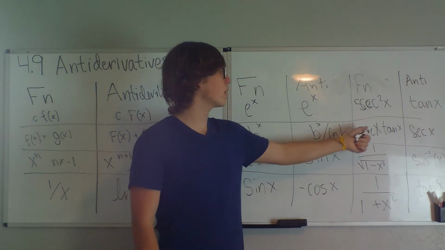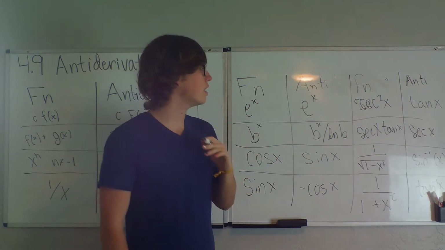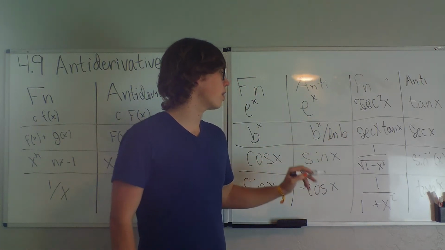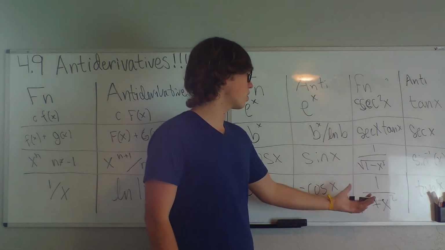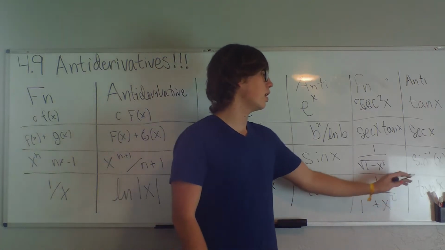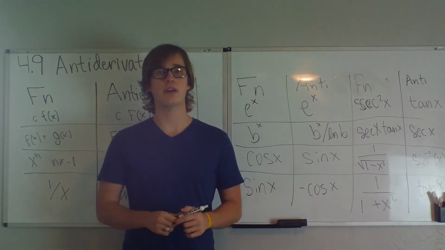And then we keep going. The antiderivative of secant x tan x is secant x. The antiderivative of 1 over the square root of 1 minus x squared is sine inverse x. And the antiderivative of 1 over 1 plus x squared is equal to tan inverse x. So these are antiderivatives.